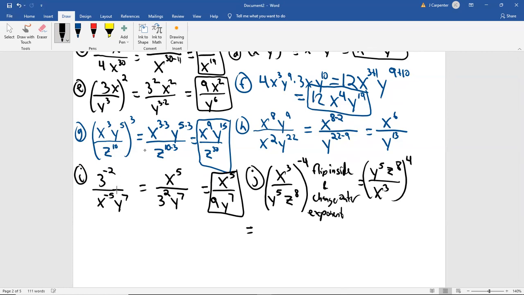So now I can distribute the 4. So y to the 5 times 4, z to the 8 times 4 over x to the 3 times 4, which would be y to the 20th, z to the 32nd over x to the 12th.